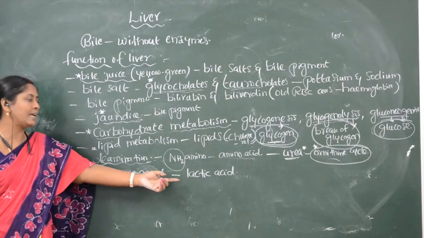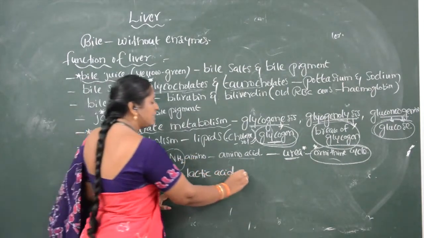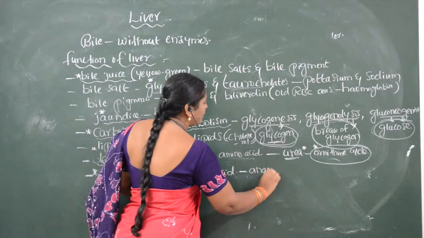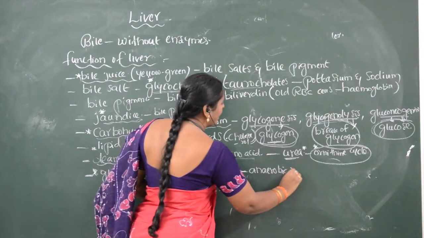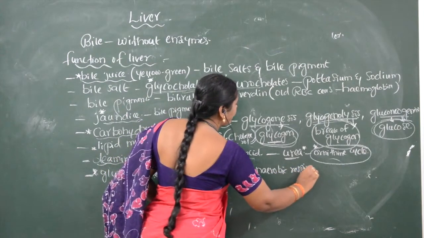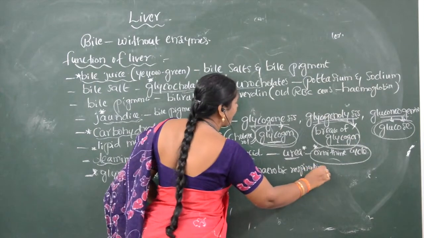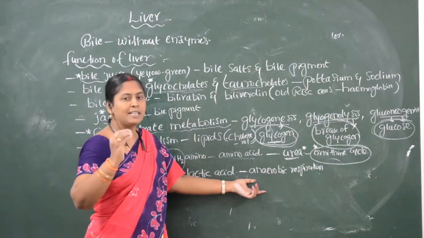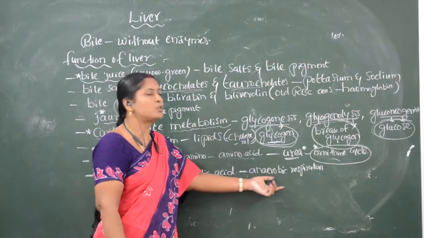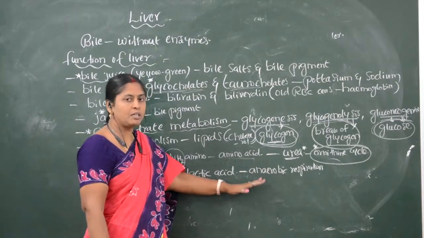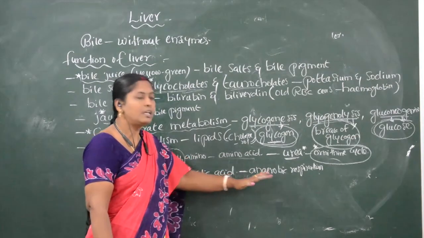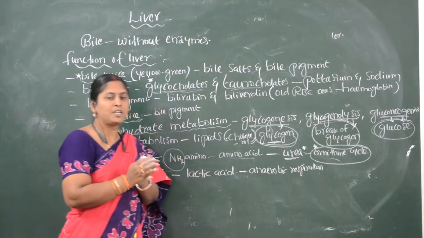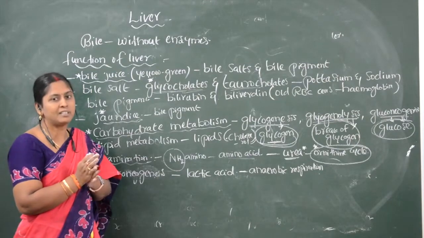So how is lactic acid formed? Lactic acid is formed in the human body because of anaerobic respiration. What is meant by anaerobic respiration? Anaerobic respiration is nothing but the respiration which occurs in the absence of oxygen. Sometimes it takes place in the human body.